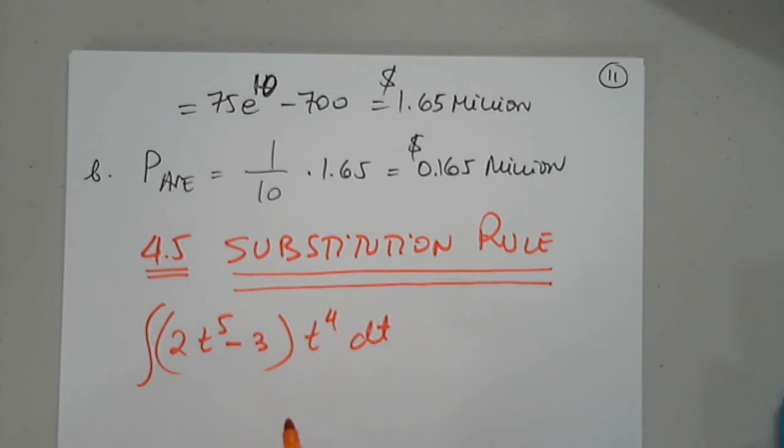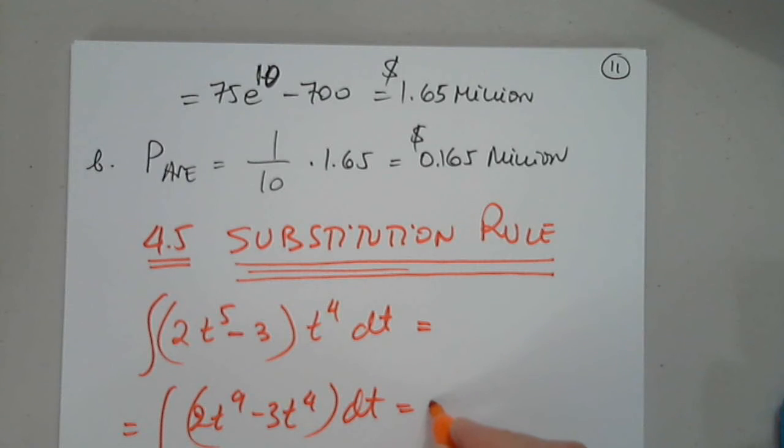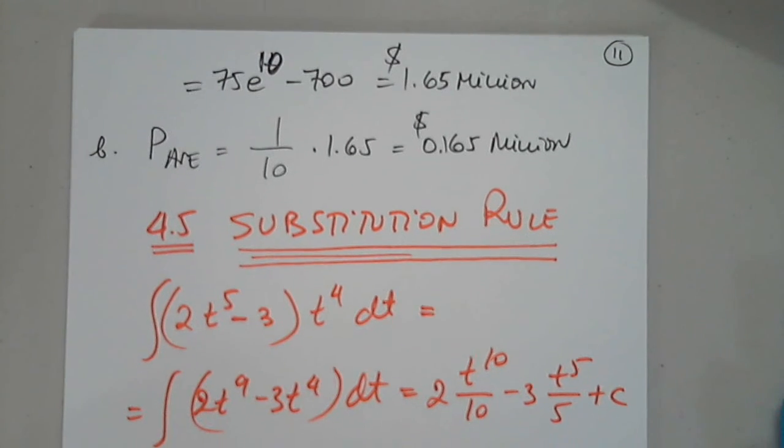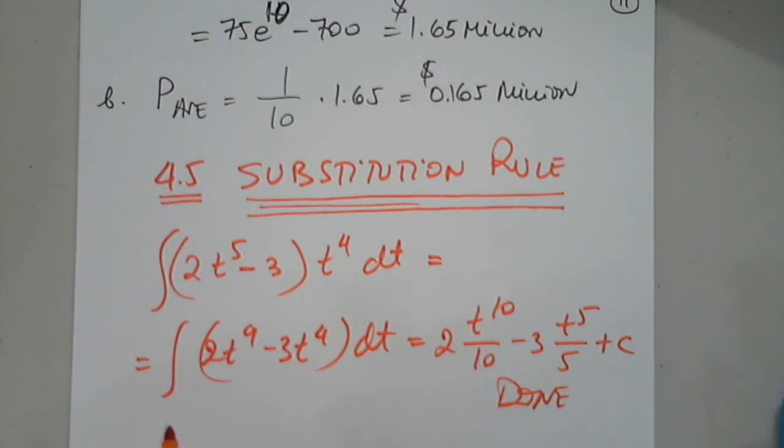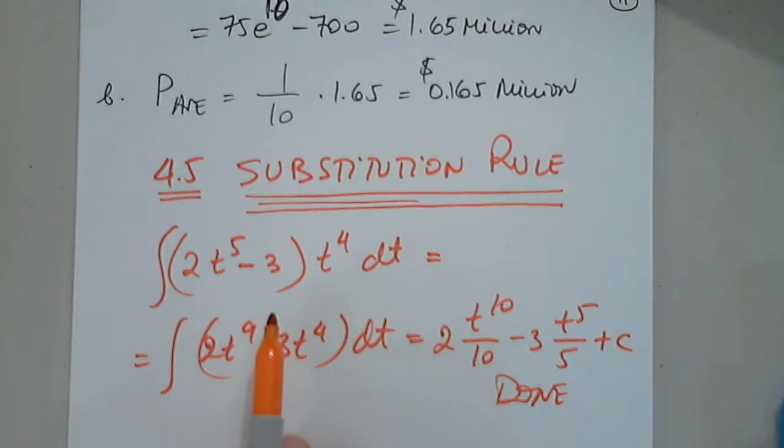So you can say, I don't need any substitution rule, and I will have to agree with this. You can just simply distribute. So I have 2t to the 9th minus 3t to the 4th dt. And I get the answer as 2t to the 10th over 10 minus 3t to the 5th over 5 plus a constant c. Done. However, I want to illustrate the substitution rule because we're going to get more complicated situations in which I will not be able to distribute.